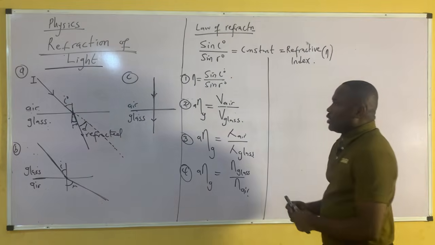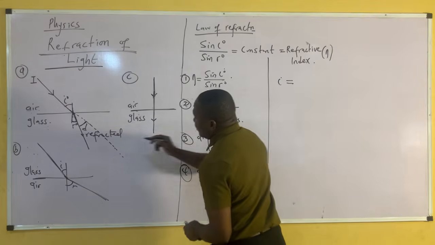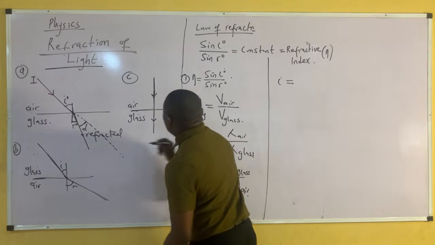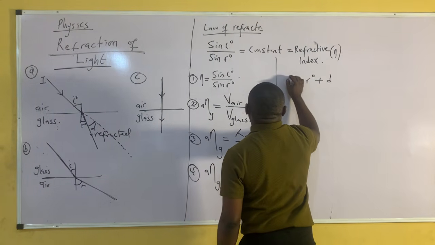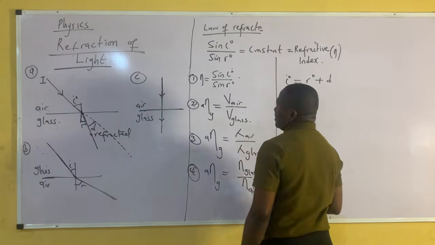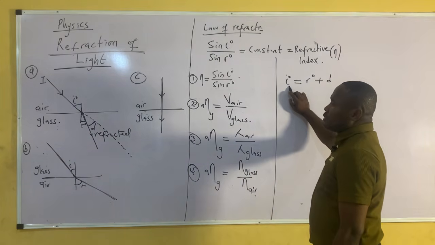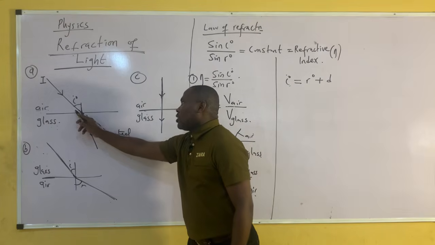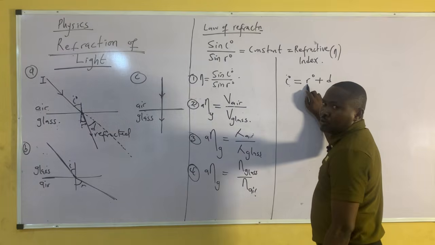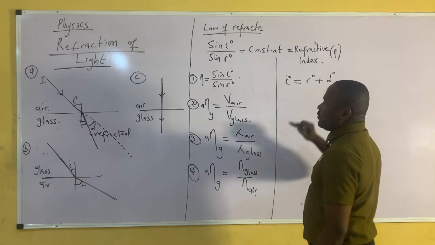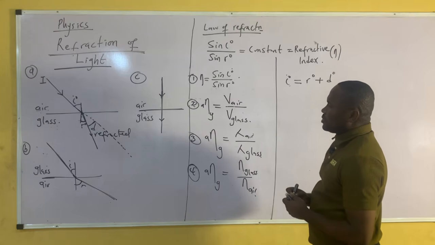So now, what is angle of incidence equal to? Angle of incidence is equal to refracted angle plus angle of deviation. Take note of this. So if I want to solve for angle of deviation, I will use the angle of incidence, which is equal to these two angles here, the refracted angle plus the angle of deviation. Take note of that. That's very, very important.